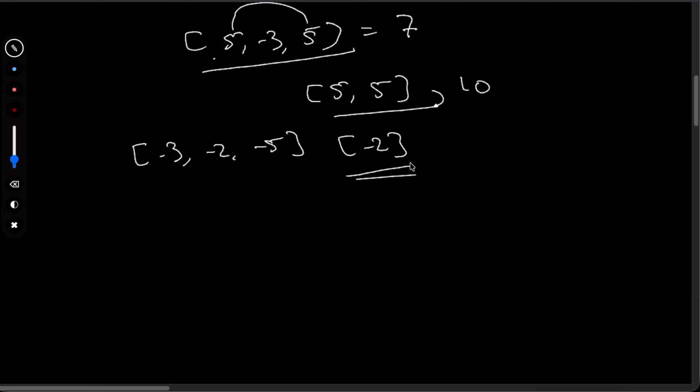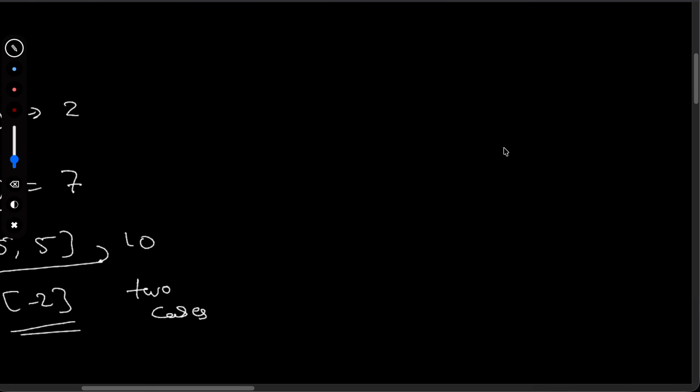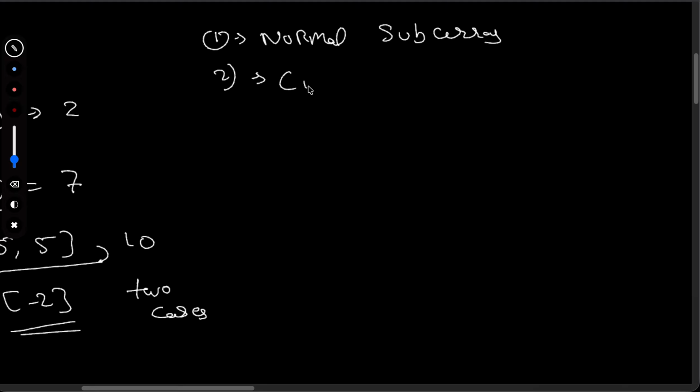So the maximum subarray sum can come from two cases. One case is a normal subarray. This is the normal problem. We already know this. We use Kadane's algorithm. It finds the maximum subarray sum in a linear array. And the next is the circular subarray.